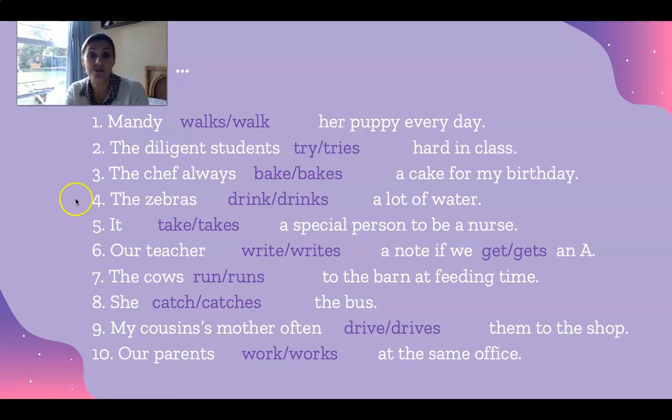So I'll give you the first two. So if we look at number 1, Mandy, it's one girl. So you'd write your number 1, S, singular. Number 2, the diligent students. Okay, we can see there's more than one. So you need to write number 2, P. So just pause and do that first before you even decide which verbs we are going to use. And then when we come back, I'll show you what to do.